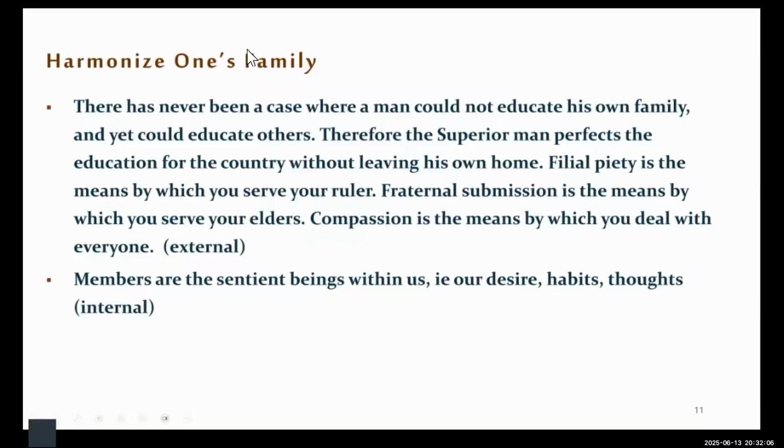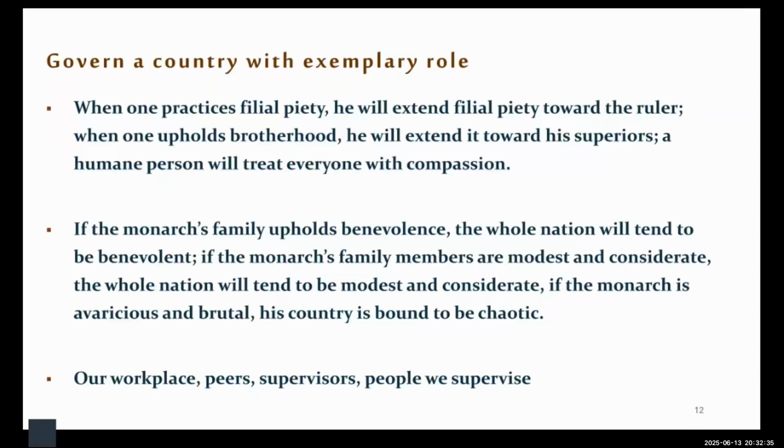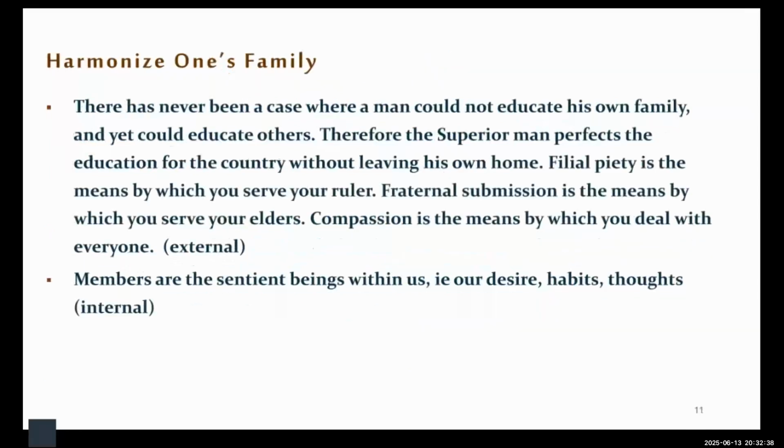Okay, next one. To harmonize one's family: the family can also mean those sentient beings that are within us. So we also have to try to correct them, try to make them work concertedly. So try to harmonize our inner heart. And let me go back to this.